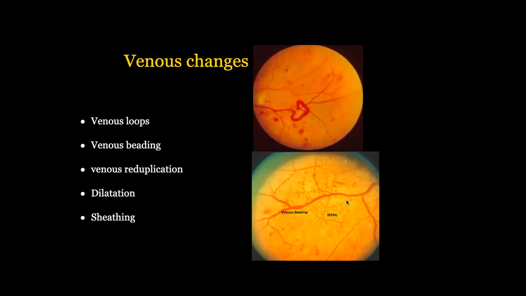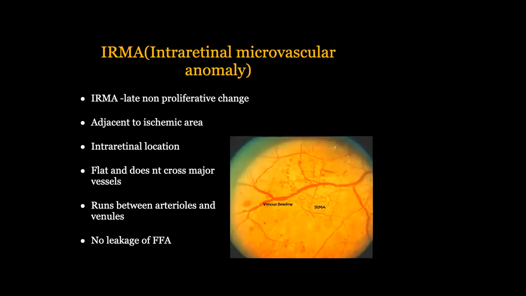Then another feature is IRMA, or intraretinal microvascular anomalies. So this is a bigger one, an intraretinal microvascular anomaly. It occurs at the border of a capillary non-perfusion area. It's adjacent to this ischemic area. So it is a feature of severe non-proliferative diabetic retinopathy.